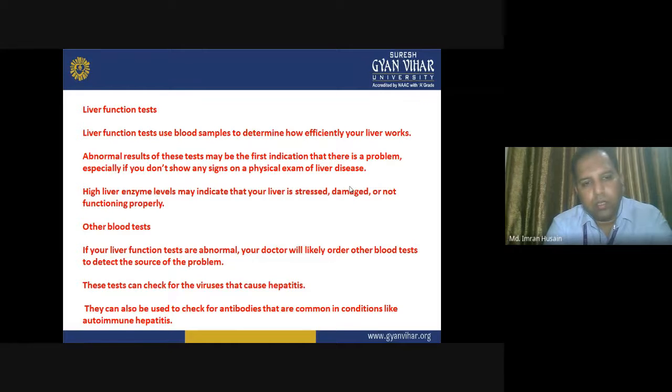Other blood tests. If your liver function tests are abnormal, your doctor will likely order other blood tests to detect the source of the problem. These tests can check for viruses that cause hepatitis. They can also be used to check for antibodies that are common in conditions like autoimmune disease. So these pathological tests are there to make sure that the liver is not suffering from any type of inflammation or dysfunction.